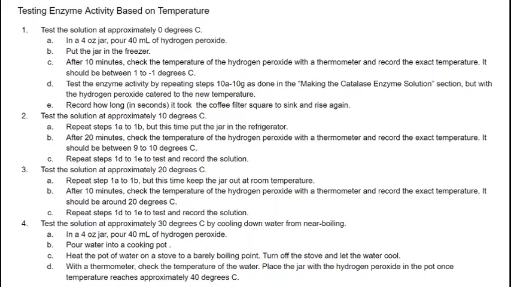Once it is around 20 degrees, repeat steps 1D to 1E. For the fourth test, the solution will be compared at 30 degrees Celsius by cooling down water from near boiling. In a jar, pour hydrogen peroxide, then pour water into a cooking pot and heat until around 40 degrees. Place the jar in the pot and the gradual cool-off should even the hydrogen peroxide temperature to around 30 degrees, which is when you would repeat steps 1D to 1E.